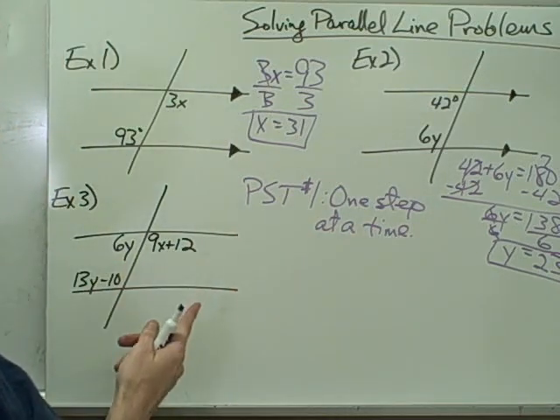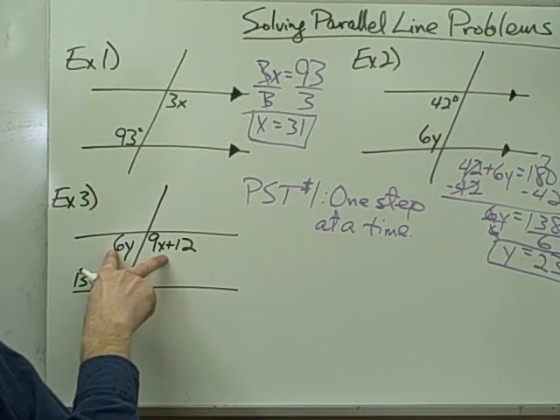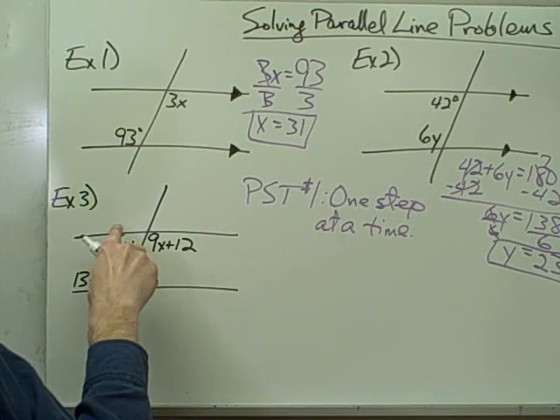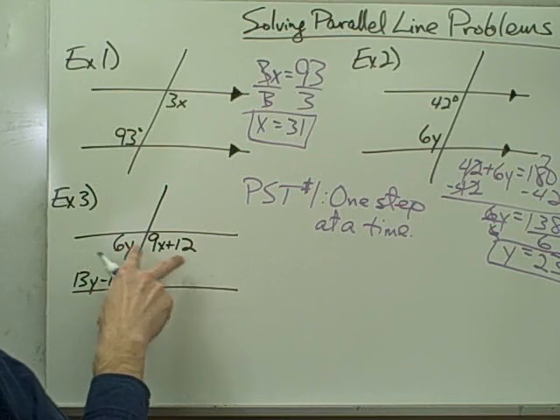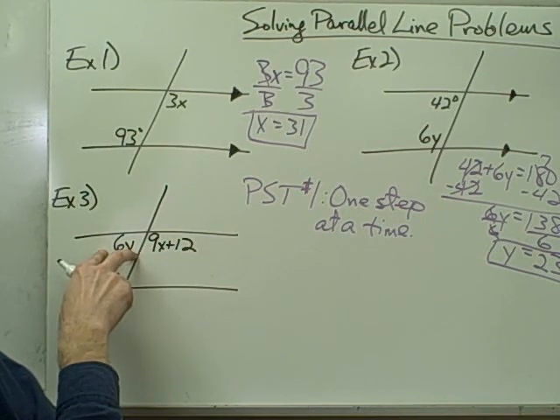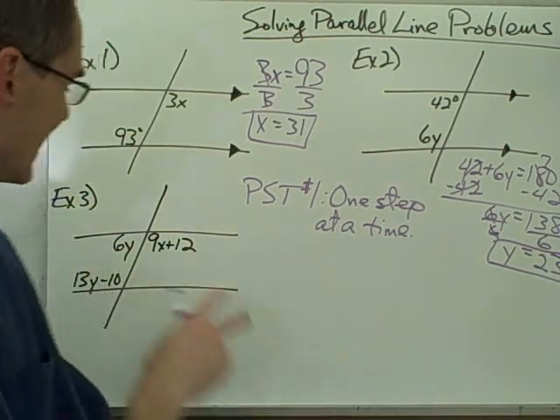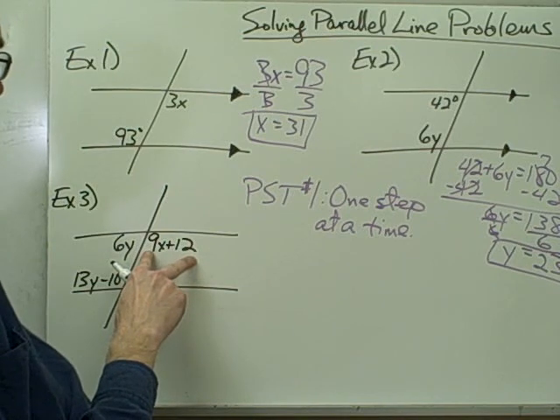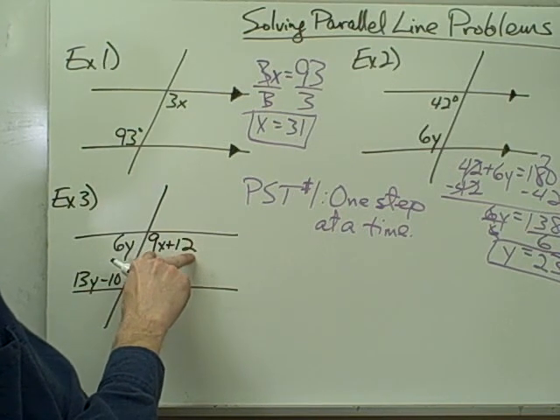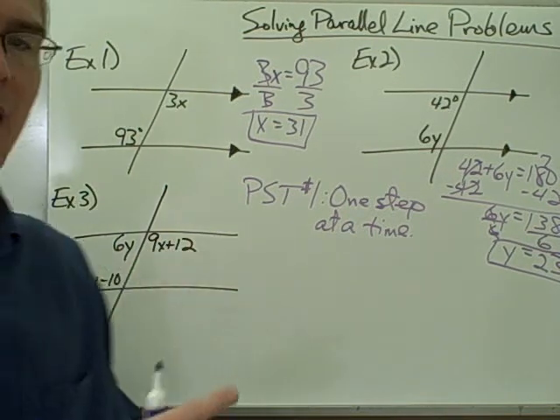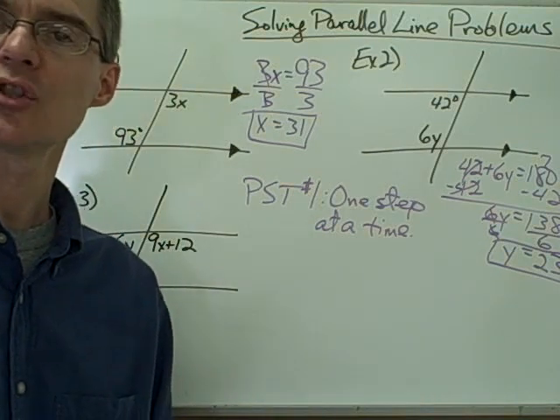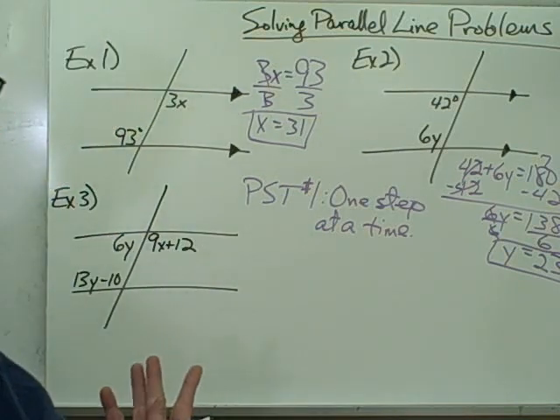So which one am I going to do first? Well, let's see. I notice that these two angles here form a linear pair, which means I could take this value and add it to this value and set that equal to 180. The problem with that is if I do that, I'm going to have an x term and I'm going to have a y term. I'm going to be trying to solve for x and y in just one equation, and I'm not going to be able to do that.